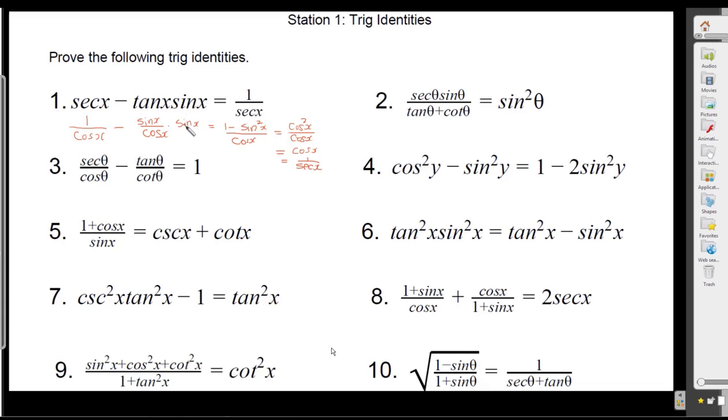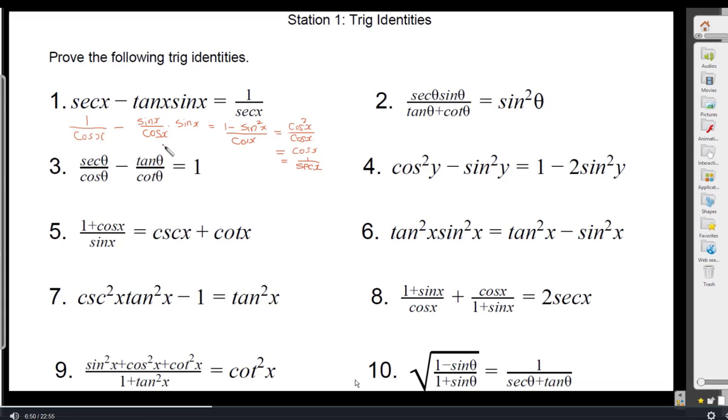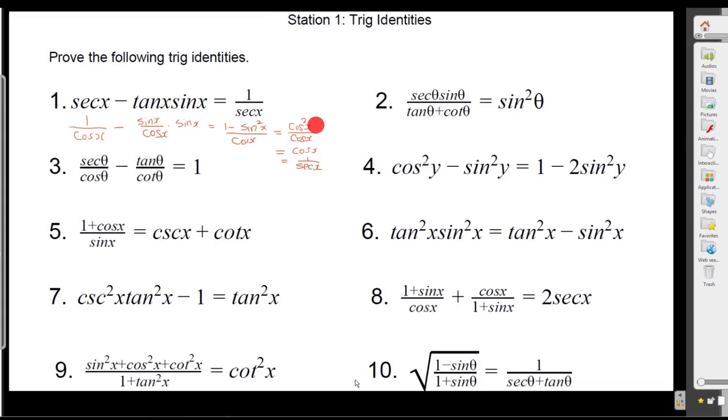Alright, so I'm going to work on this identity. Secant x is 1 over cosine x minus sine x over cosine x times sine x, and you simplify the denominator cosine x, 1 minus sine squared x, cosine squared x, Pythagorean, cosine x over cosine x, that's same as 1 over secant x. So this problem, you do the same thing. Secant theta, you write 1 over cosine theta, and tan theta, sine theta over cosine theta, and cotangent theta, you write cosine over sine.